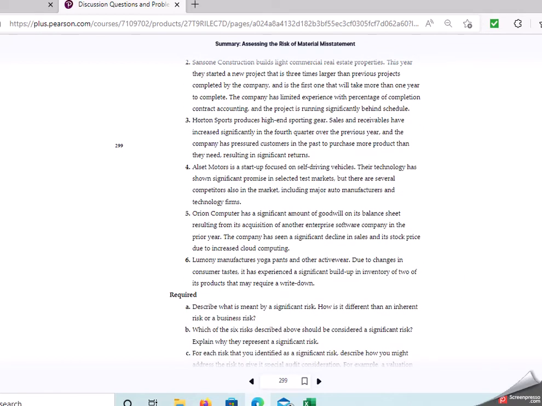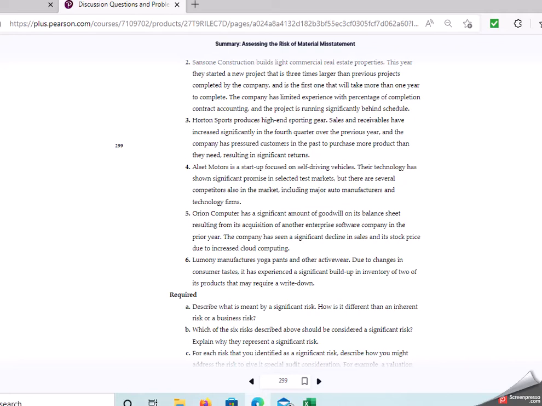Then number 5, we have Orion Computer has a significant amount of goodwill on its balance sheet, resulting from its acquisition of another enterprise software company the prior year. The company has seen significant decline in sales and its stock price due to increased cloud computing. So then this is one that again is going to be questionable because it's kind of a unique scenario.